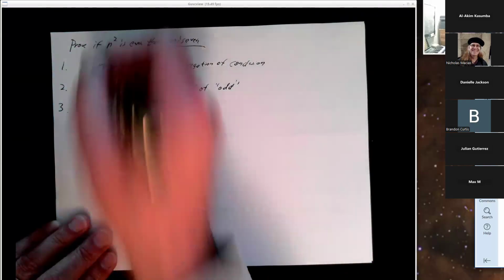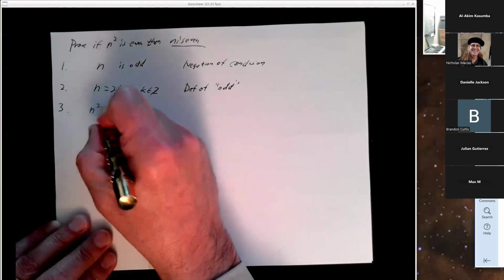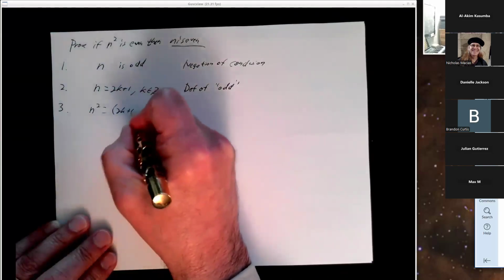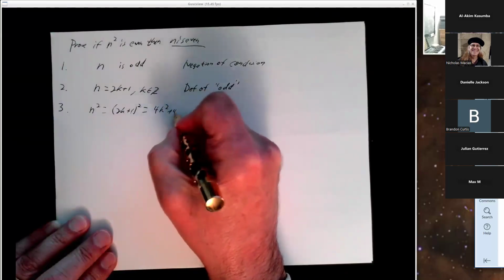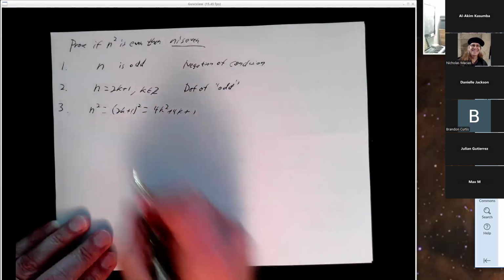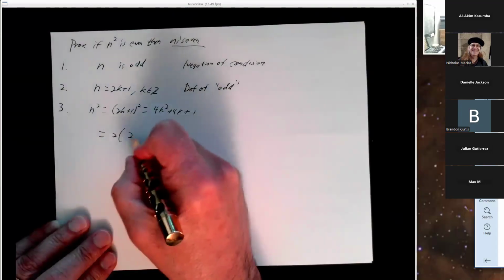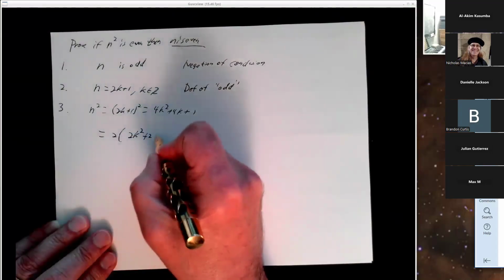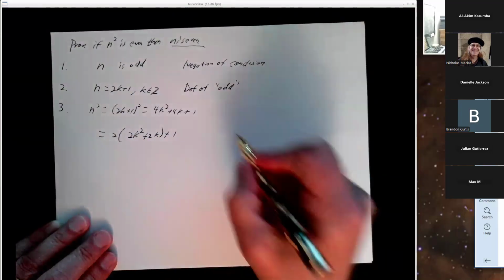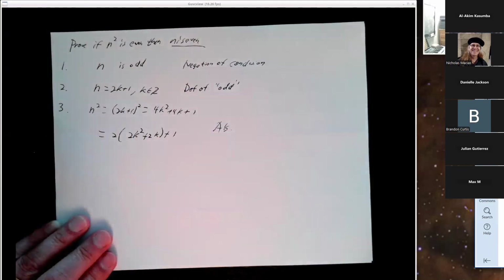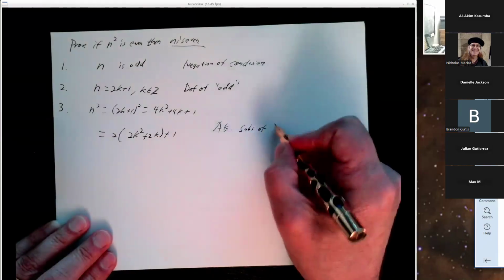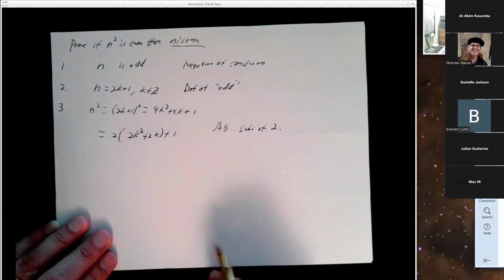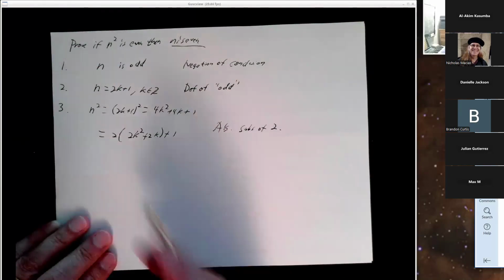And then do your substitution. n squared equals 2k plus 1 squared equals 4k squared plus 4k plus 1. Factor out your 2. That's all algebra, and substitution of n equals 2k plus 1. Substitution from proposition 2.